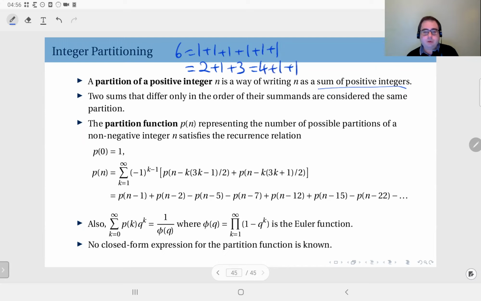Okay? So these are all distinct partitions, but for instance, 1 plus 4 plus 1 is not a new partition because here we do not care about the order. If you just swap the summands around, it's not a new partition. Two sums that differ only in the order of their summands are considered the same partition. So this one and this one are different, but this one and this one are the same.